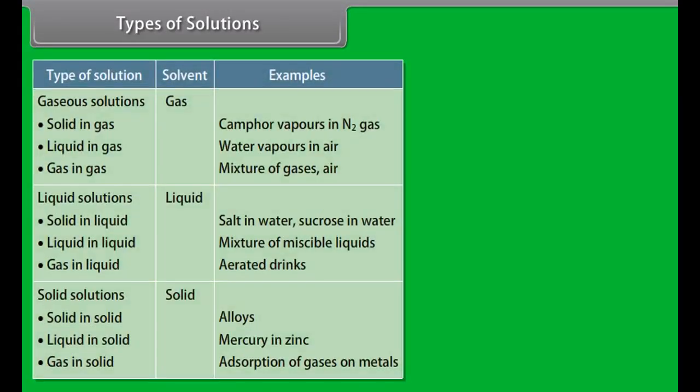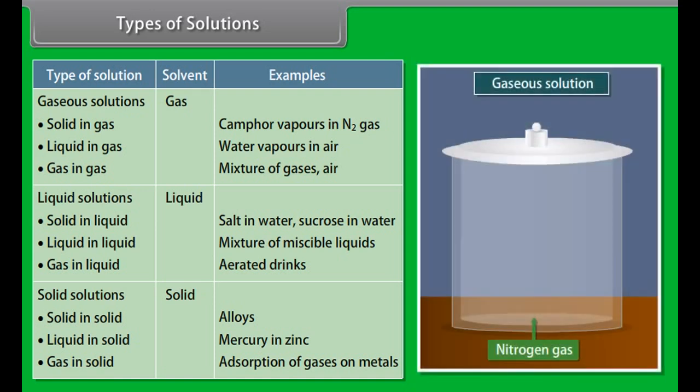Types of solutions. In a binary solution, components can be either solid, liquid, or gas. There are three types of solutions: gaseous solutions, liquid solutions, and solid solutions. In gaseous solutions, gas is the solvent. They are categorized as follows.